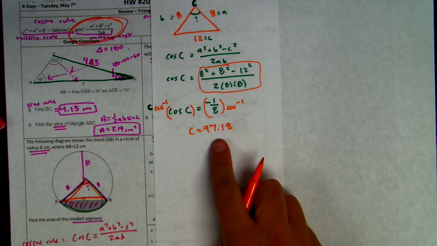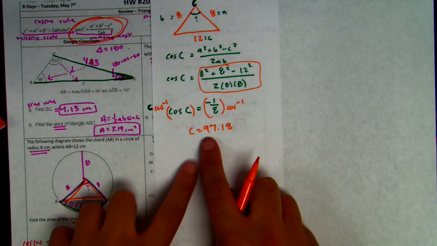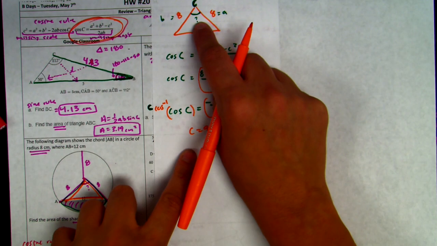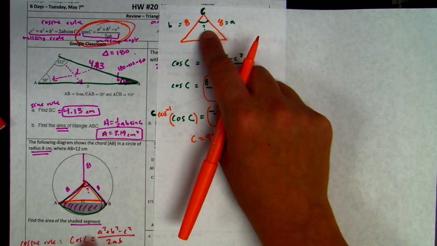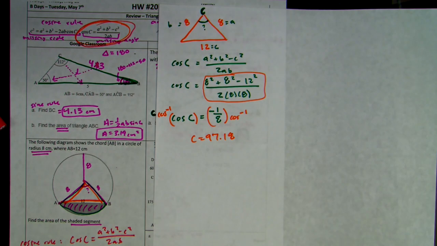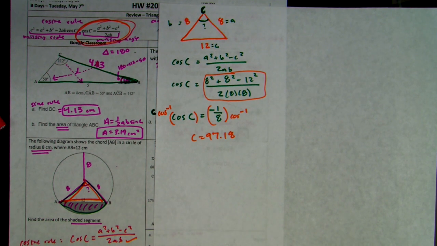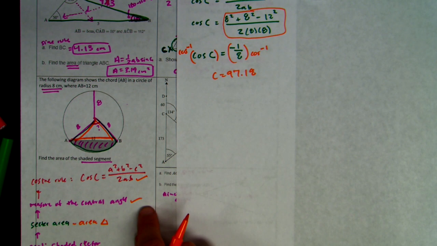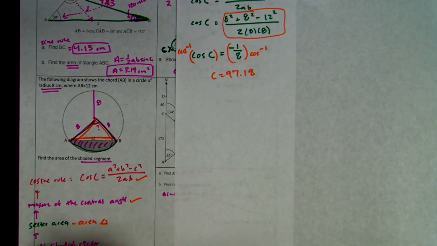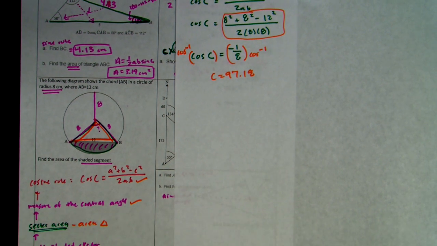Okay, so now I'm going to redraw my diagram adding in what I know. 97.18, that was the missing angle, but that's not quite my answer yet because it's not the area of the shaded sector. So I use cosine rule to find the measure of the central angle. Next thing I'm going to look for is sector area.